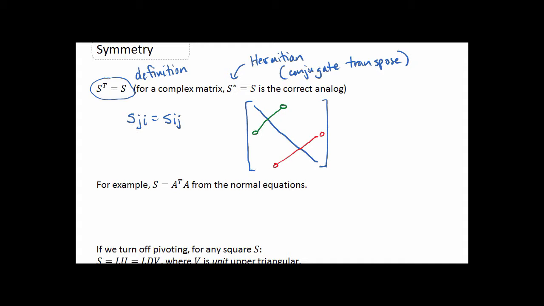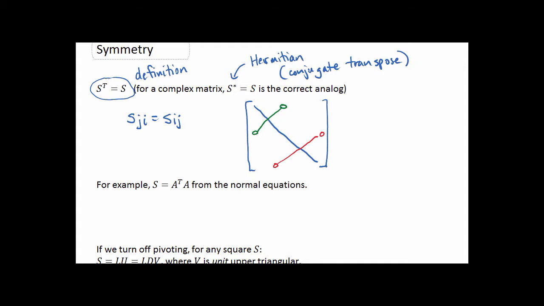Symmetric matrices come up a lot in processes that are themselves symmetric. For example, if you think about gravity, the sun exerts a gravitational force on the Earth, and the Earth exerts the same gravitational force on the sun. It's a symmetric situation, and a lot of physical problems are like that.